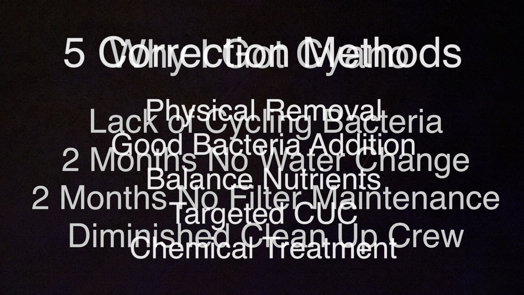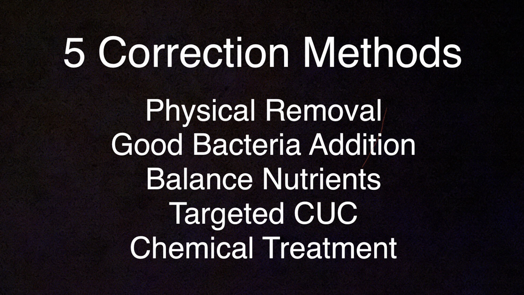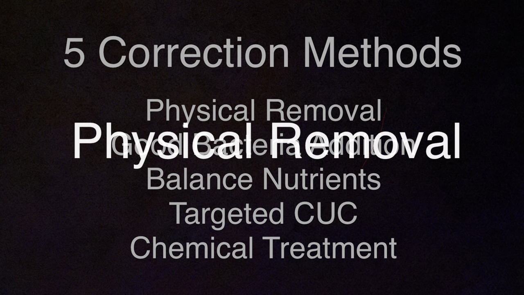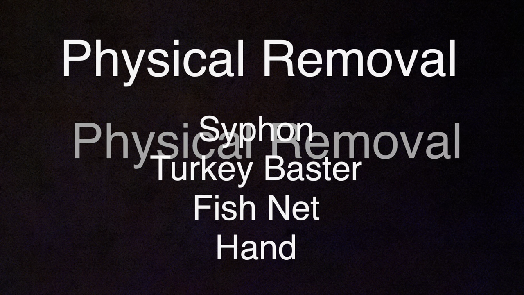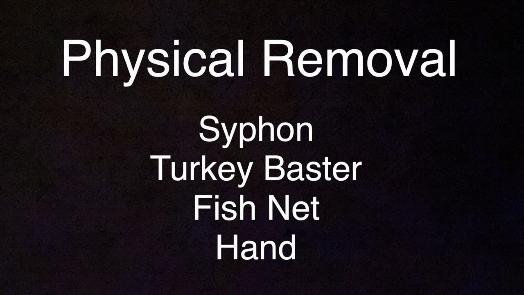All right, so next we're going to go over the five correction methods. So they are physical removal, good bacteria addition, balanced nutrients, targeted cleanup crew, and chemical treatment. So looking at these a little bit closer, the physical removal piece includes siphon, turkey baster, removing with a fishnet, or removing by hand.